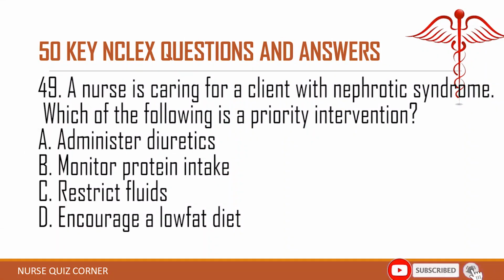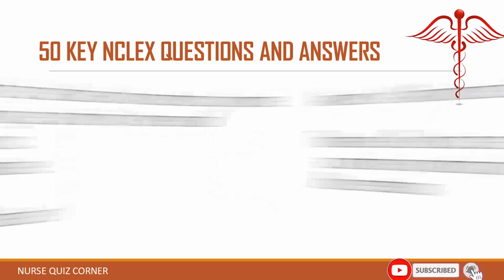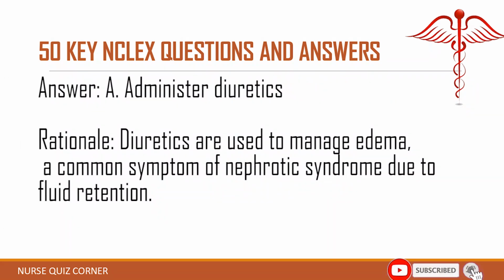49. A nurse is caring for a client with nephrotic syndrome. Which of the following is a priority intervention? A. Administer diuretics. B. Monitor protein intake. C. Restrict fluids. D. Encourage a low-fat diet. Answer. Administer diuretics. Rationale. Diuretics are used to manage edema, a common symptom of nephrotic syndrome due to fluid retention.